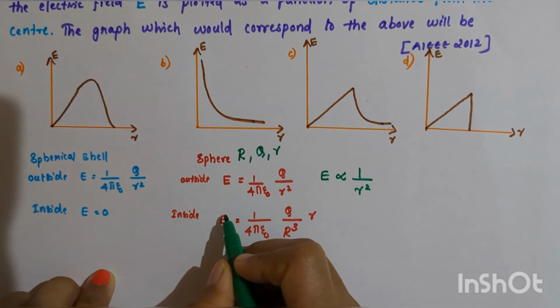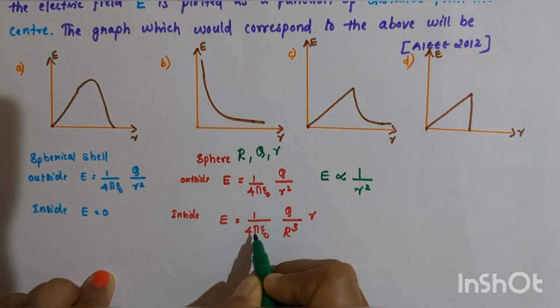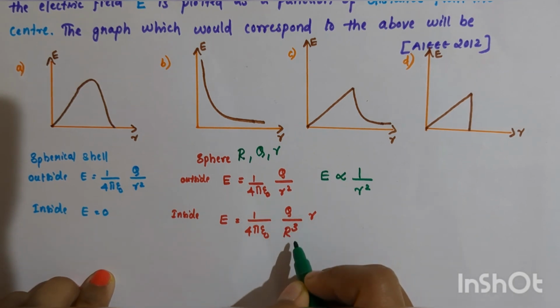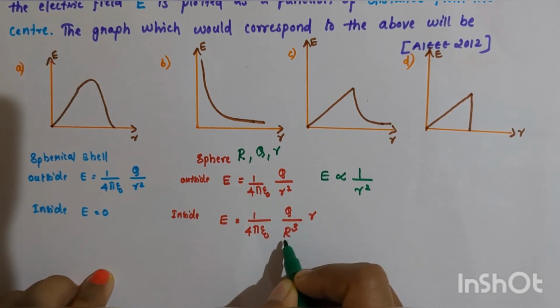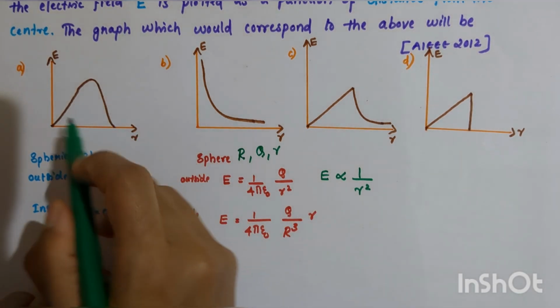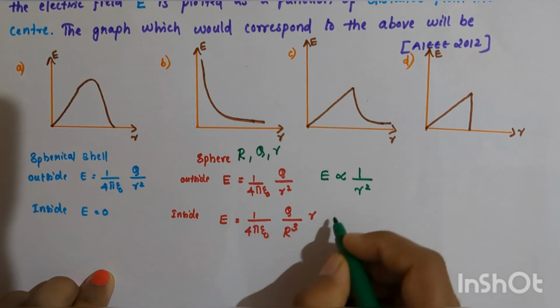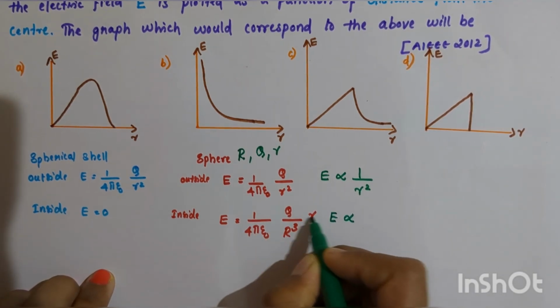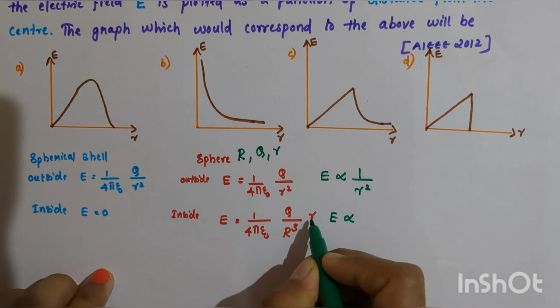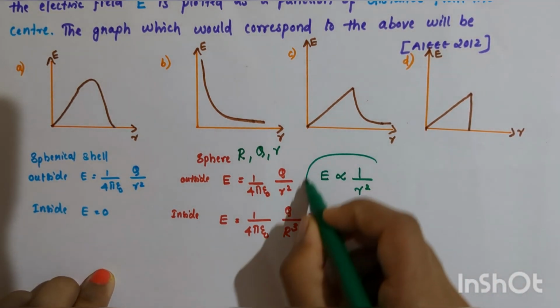Now, for a uniformly charged sphere, the electric field inside the sphere is 1 by 4 pi epsilon 0 Q by R cube into r. This capital R is the radius of the sphere and this small r is the distance. So here we have plots of electric field versus the distance. Inside the sphere, because this r is in the numerator, the electric field is directly proportional to r. So we have to consider these two.